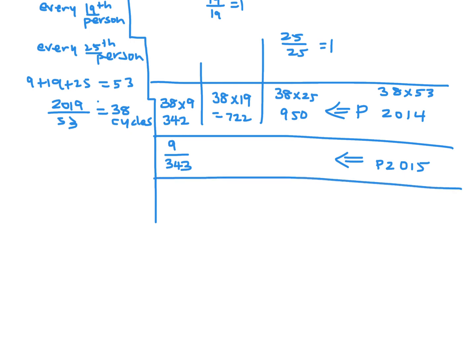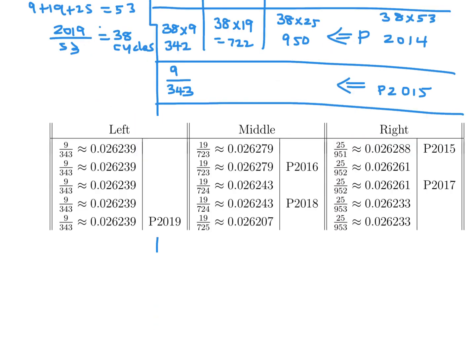So I'll insert what happens. So there you go. This is exactly what I was trying to show. We've got person 2015. We got 9 over 343 in the left column. 19 over 723. And then 25 over 951. As you can see there. And then you just keep going. For the next one, you just complete the table exactly the way you did before.